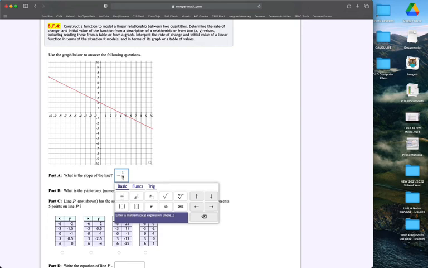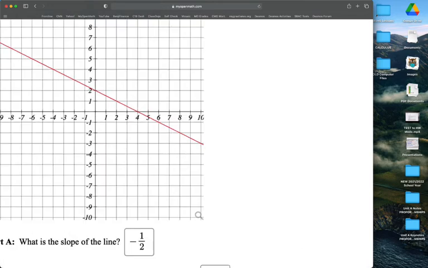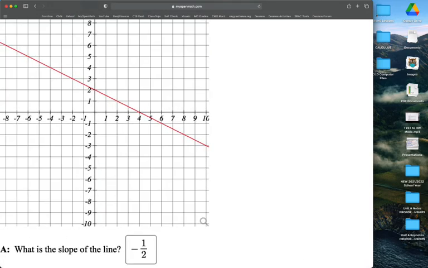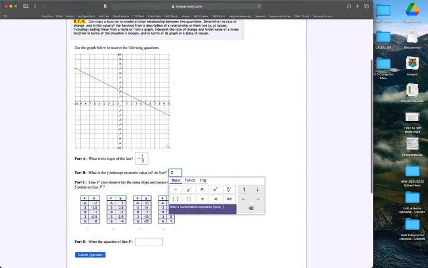We should have known that the slope was going to be negative anyway because the line is going downhill from left to right. Part B says, what is the numeric value of that line? Well, as we can see on the graph, it's going through (0, 2). So the numeric value of the y-intercept is positive 2.